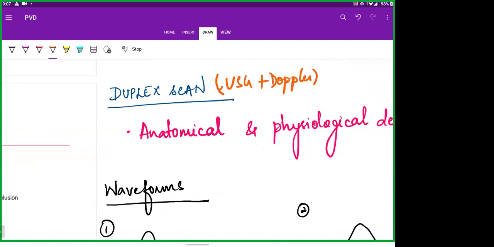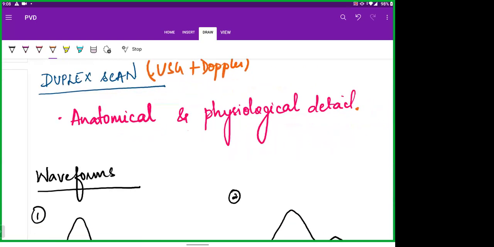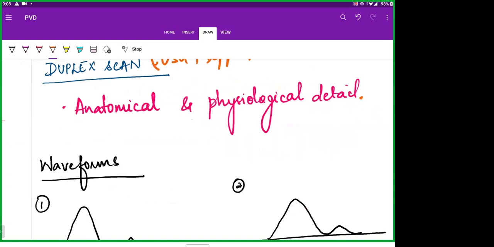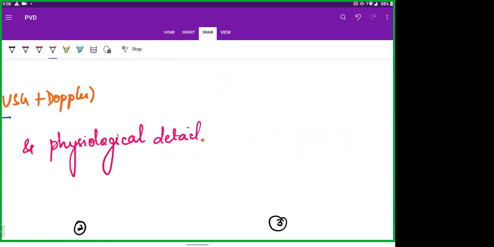So you can find out where exactly the arterial occlusion is, and it also helps in deciding the therapeutic option. Before moving on to the waveforms, let's understand what exactly this Doppler principle is. Your Doppler probe will have a piezoelectric crystal, and this piezoelectric crystal will give you the Doppler signal. This Doppler signal will hit your skin, then it will go to the vessel.